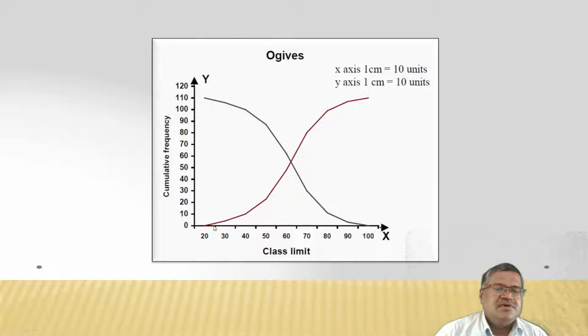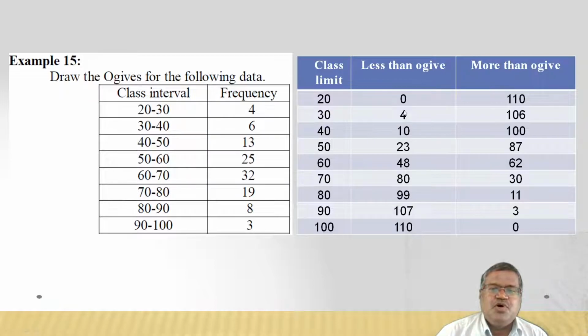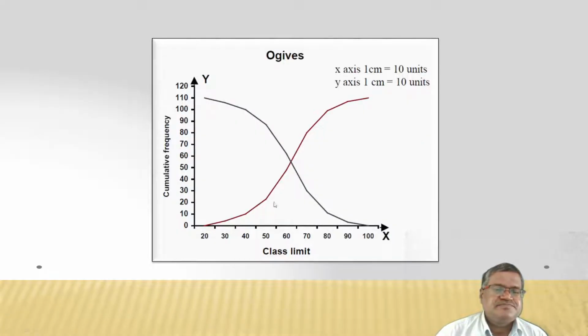For 20, for 30 we have 4, for 40 we have 10, like that. This is less than ogive. Upper class limits and less than cumulative frequencies give us less than ogive, and this is greater than ogive. For greater than ogive, for 20 we have 110 here, like that. If we draw a straight line to the x-axis from the intersecting point of less than and greater than ogive, this gives us the median. From histogram we can find mode, and from ogive curves we can find median.